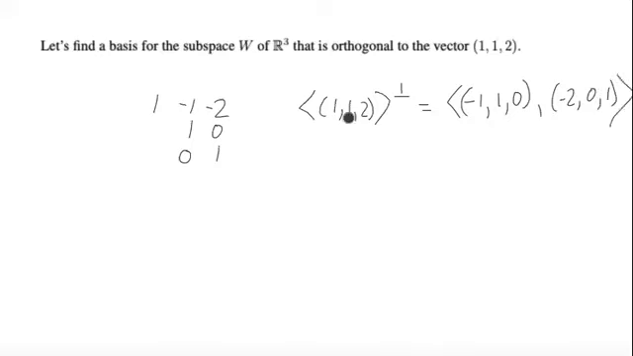And you can double check it. If you take a dot product of this with that, that's 0. That with this one, it's also 0. So we're good.